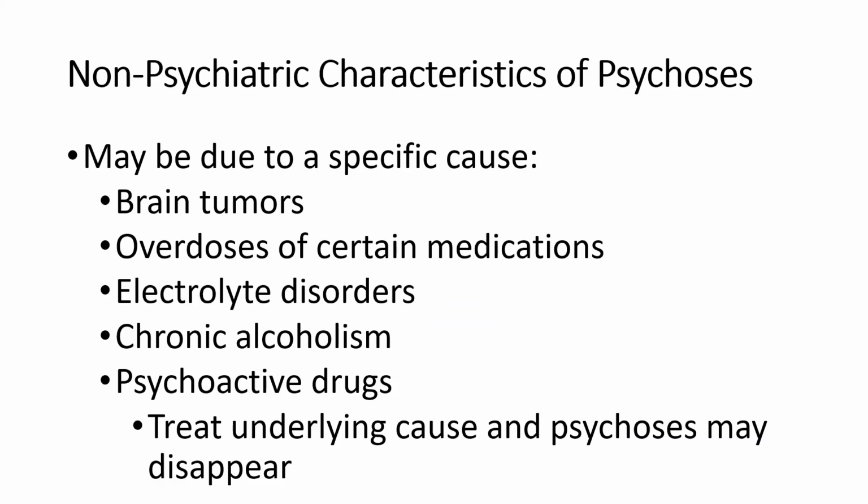Again, when someone is psychotic, we often will check to make sure that they don't have any other underlying illnesses before saying that they have, say, schizophrenia or a mental illness resulting in their psychosis. So, because medical illnesses can lead to psychoses. So, whether it's brain tumors, certain medications, medical conditions, chronic alcoholism, and definitely illicit drug use can present as psychosis.